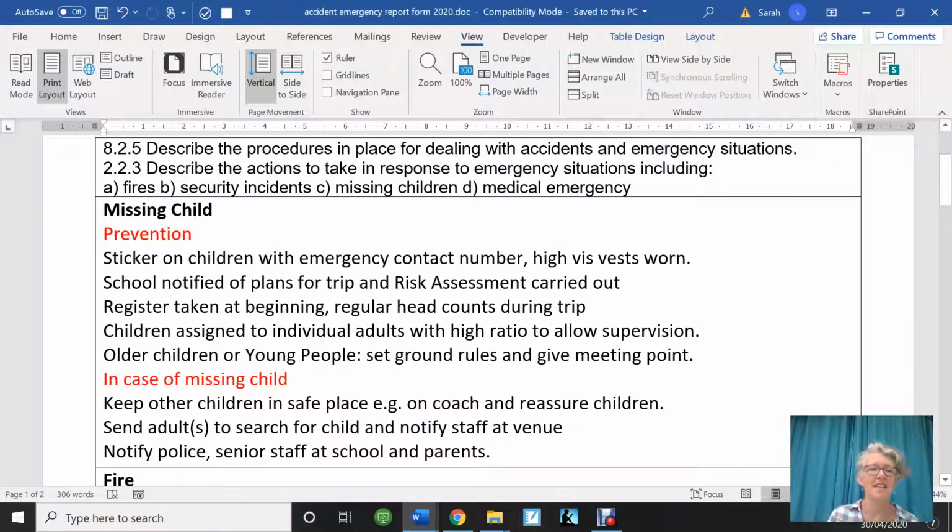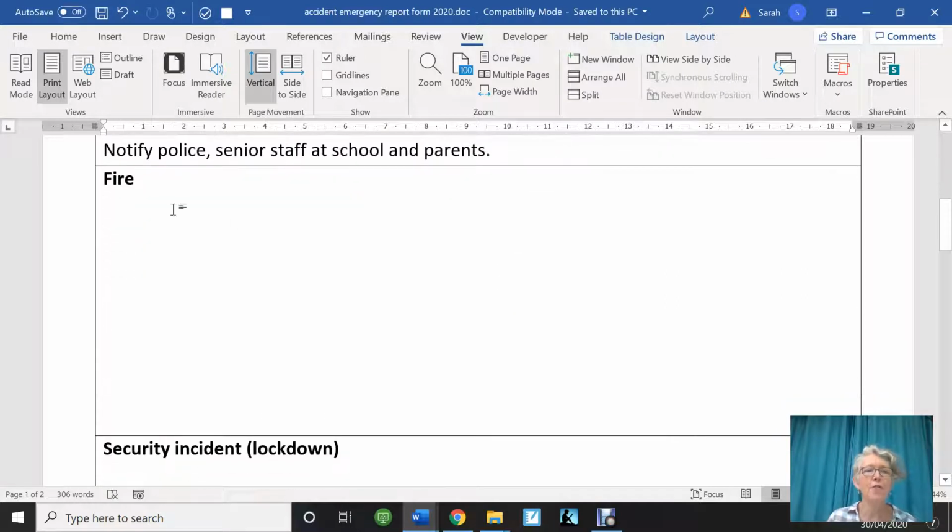Here's a whole load of ideas. And in case a child does go missing, what would you do? And I've done this on a school trip. If you read these 2 questions, they say describe. I have not written these in full sentences, so you'll need to read mine and put it into full sentences, but it'll give you the idea. And then you need to do fire.